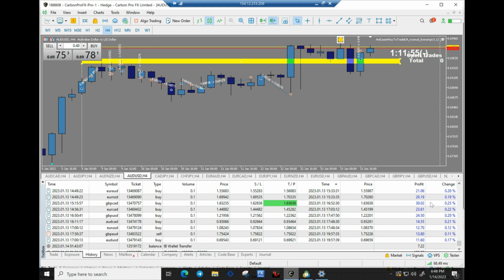So look, as you see, we're over $21. As a matter of fact, let me go ahead and add this up. We're charging $21 plus $20 plus 30 plus 23 plus 24 plus 14 plus 12 plus 13 plus 11. I'm just rounding off here. I didn't add the cents in there, but that's $169 right there.